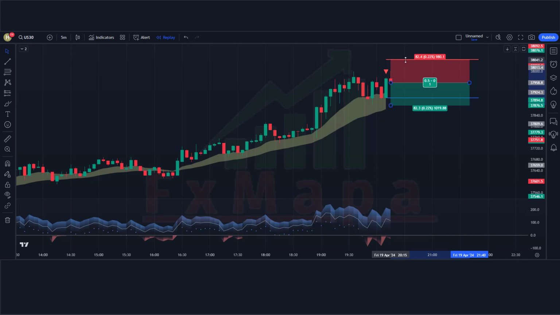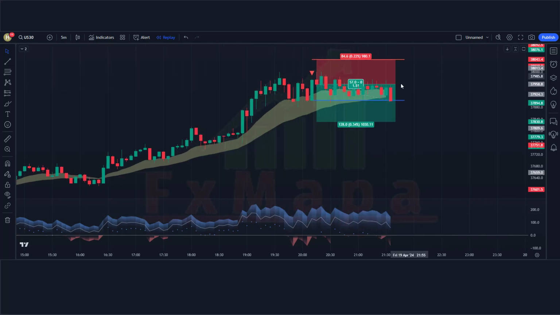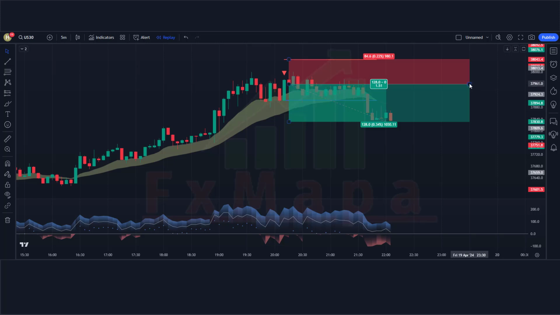Our stop loss will be placed at the K's reversal indicator of exit level. And the risk to reward ratio will be 1:1.5. Let's see what happens to our trade. Our trade is running in profit. We have won the trade.